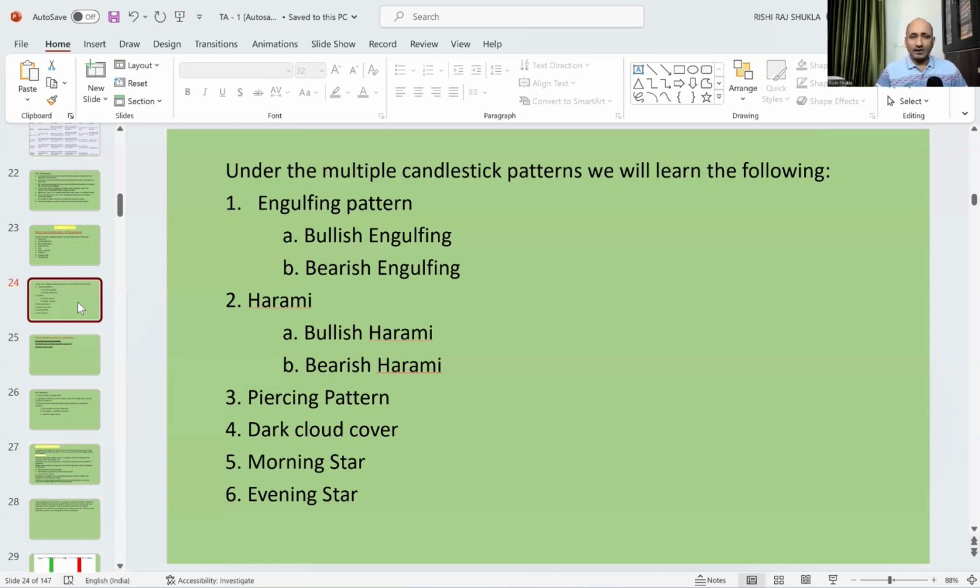Then there is a piercing pattern. Just the opposite of piercing, there will be dark cloud cover. And of course, morning star and evening star, these are three candlestick patterns. So all of this we will discuss in detail under four parameters. First will be the criteria for formation of such candles. Then we'll see the thought process behind such formation. And based on this information, we will have our trading setup.